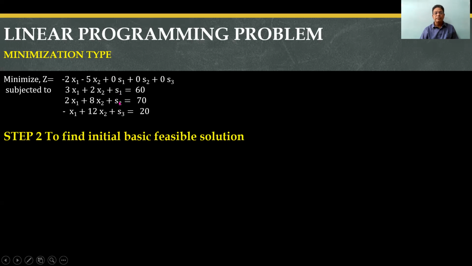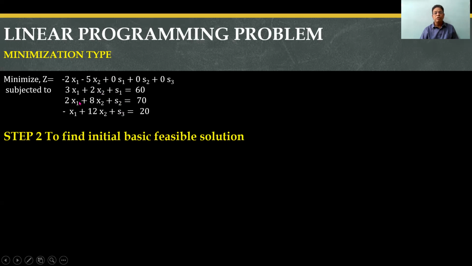find whether the variable is appearing in one equation or more than one equation. For example, x1 is appearing in more than one equation, x2 is appearing in more than one equation. So we cannot take them as basic variables, but s1, s2, s3 are appearing in one equation only. So we can consider s1, s2 and s3 as the basic variables, so that x1 and x2 will become non-basic variables, and we can put these non-basic variables x1, x2 equal to 0 so that we will get the values of s1, s2 and s3.